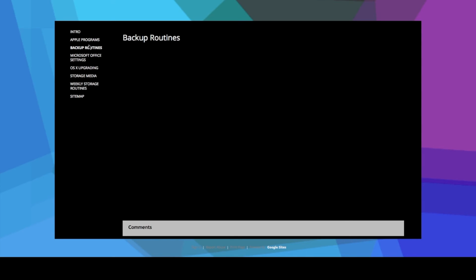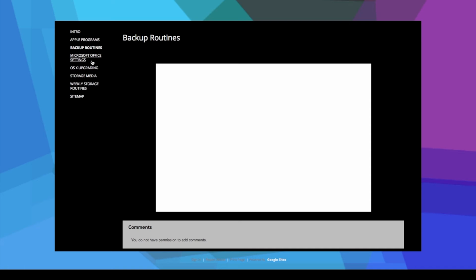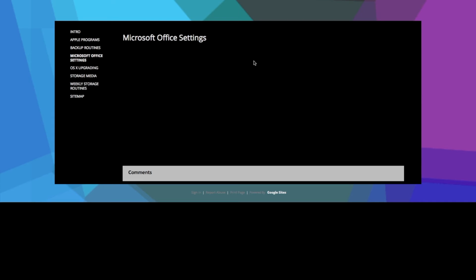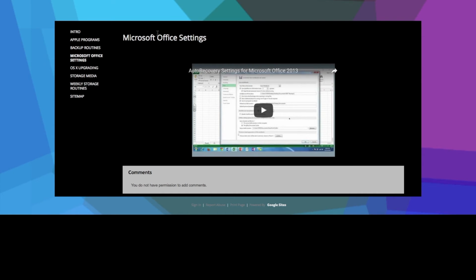Along with that, there's a little bit of stuff yet to come for backup routines, and a little bit of content might be moving around from what you see on these pages. And many of my friends and even peers I saw were struggling with autosave settings regarding Microsoft Office. So there is a video that I did long way back, and that is up there for now. There will be a new one coming up soon.